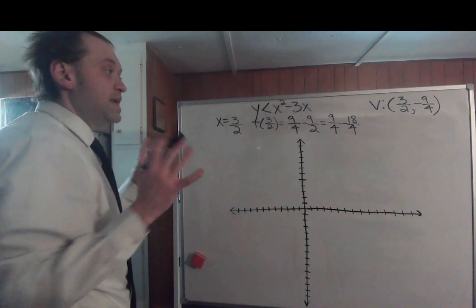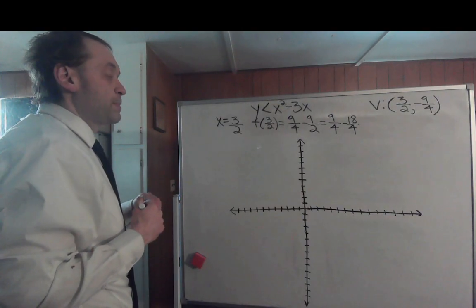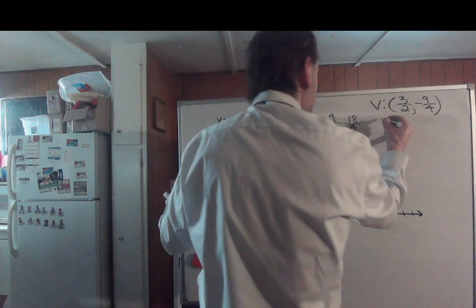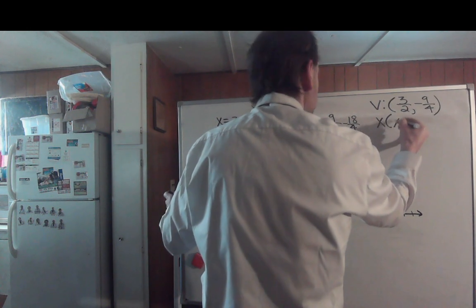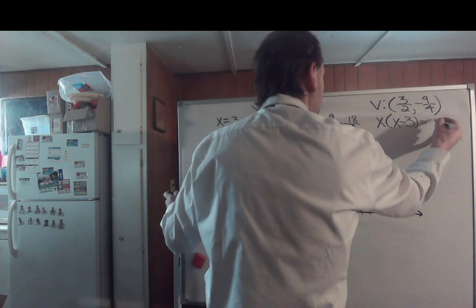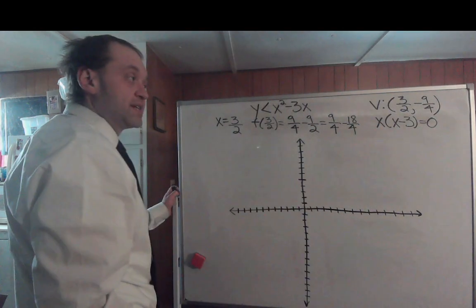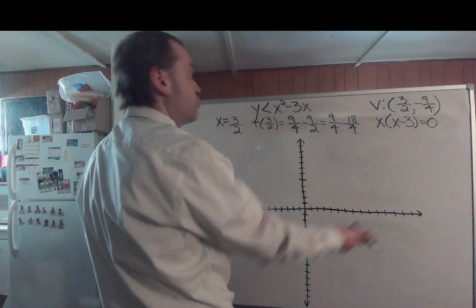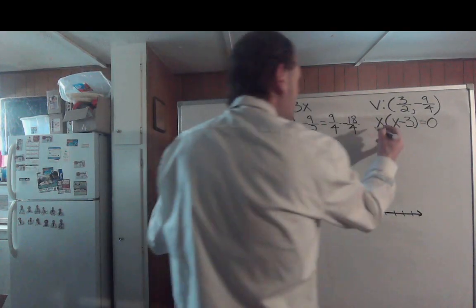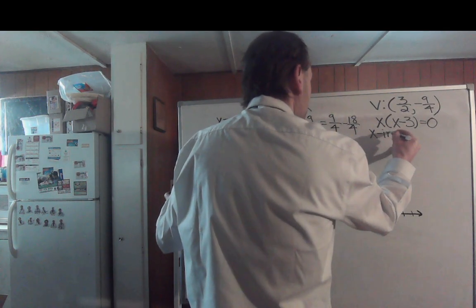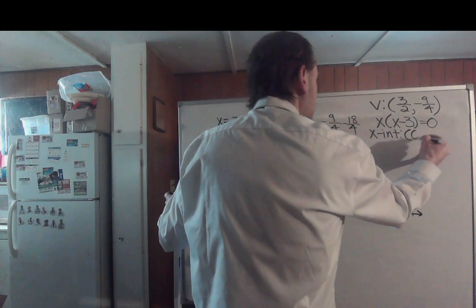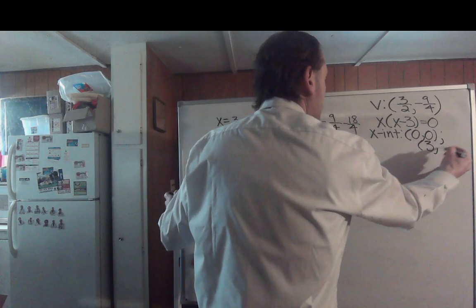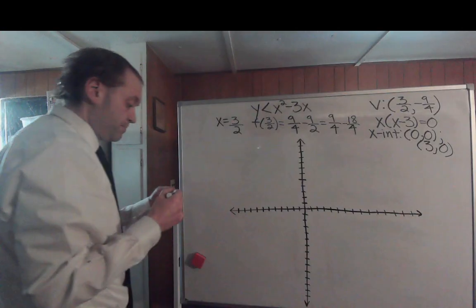That's the coordinate of my vertex. Very important. Now, what about the x-intercepts? Well, we can factor x squared minus 3x. You would just get x times x minus 3 equals 0. Each of these factors is raised to the first power, so those are your x-intercepts, and the curve actually crosses the x-axis there. So the x-intercepts are going to occur at 0, 0, and then also at 3, 0. Those are your two x-intercepts.